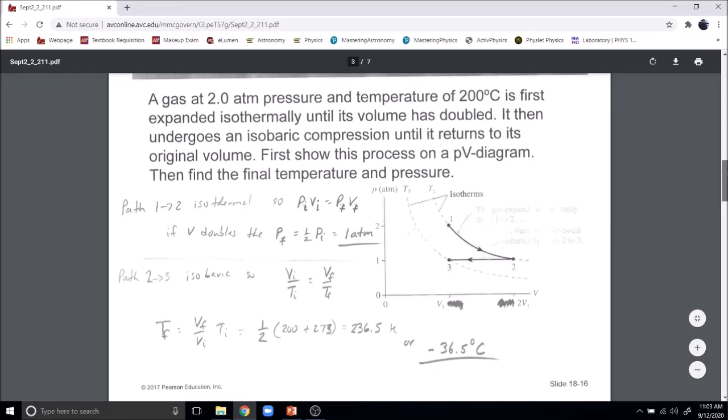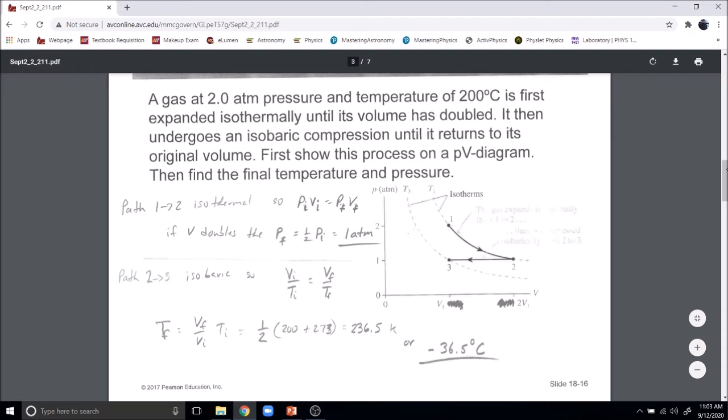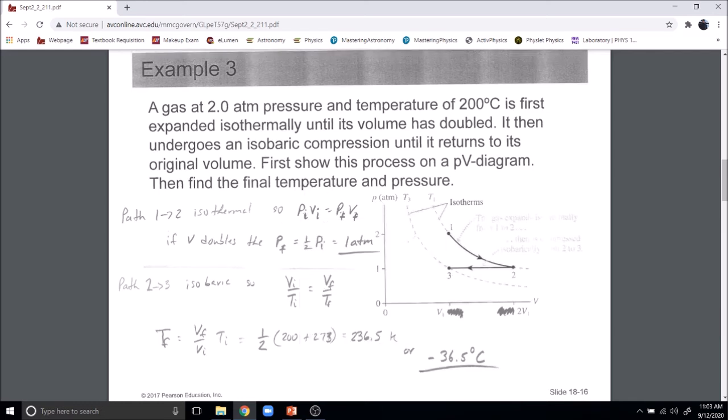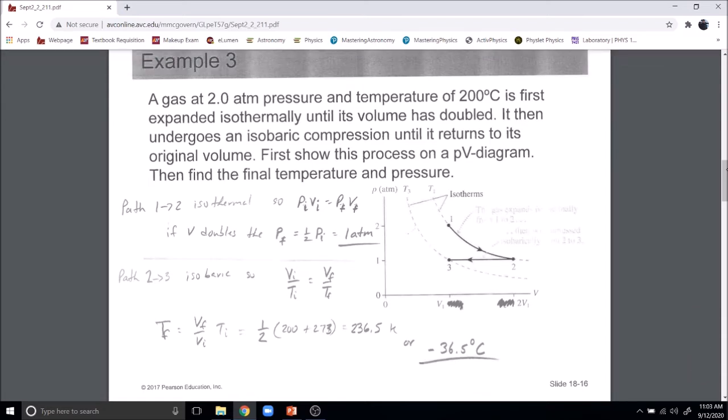So path 1 to 2 is an isothermal process. And in an isothermal process, we have this nice relationship that can relate the final and initial quantities right here. Okay, I can't annotate this, huh? There's got to be some way to do that. We'll figure this out later eventually. And so if the volume is going to increase by a factor of 2, the pressure is going to have to drop by a factor of 2. So we get down to 1 atmosphere.